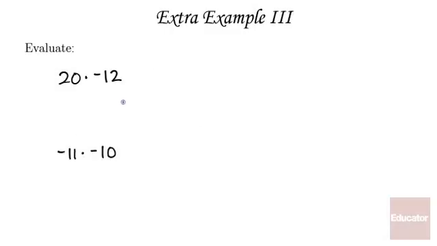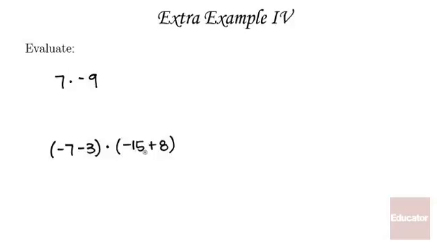20 times negative 12. 20 times 12 is 240, and then we have one negative sign right here. Positive times a negative is a negative. This next one, 11 times 10 is 110, and then a negative sign times a negative sign. You have two negatives, so that makes a positive. It's a positive 110.